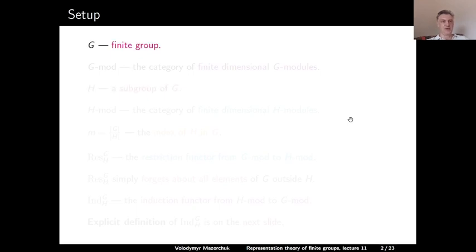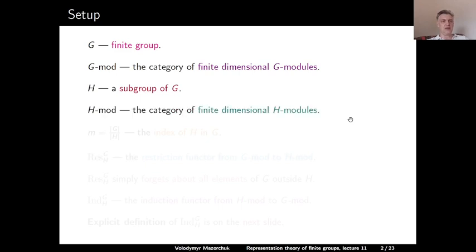Let G be a finite group, and G-mod the category of finite dimensional G-modules over the field C of complex numbers. Consider a subgroup H of G, and let H-mod be the category of finite dimensional H-modules, also, of course, over the field of complex numbers. Denote by M the index of H in G. So this is equal to the cardinality of G divided by the cardinality of H, and this is an integer.